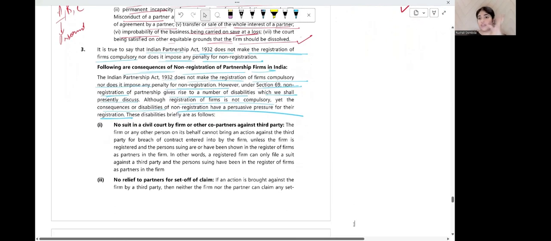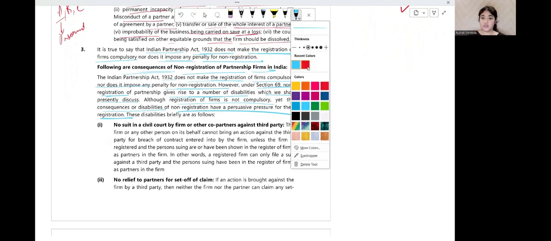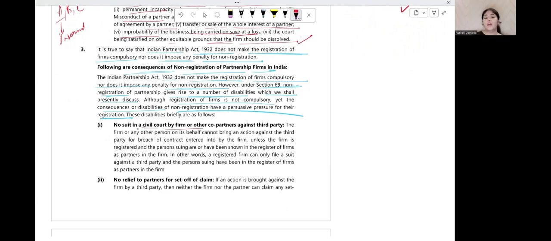Okay, I gave you 3 ways how you can present it. Now, what all disabilities will be there? What all things one can't do if your partnership firm is not registered? Let's see. No suit in a civil court by a firm or other co-partners against third party. You can't file a case in the civil court.